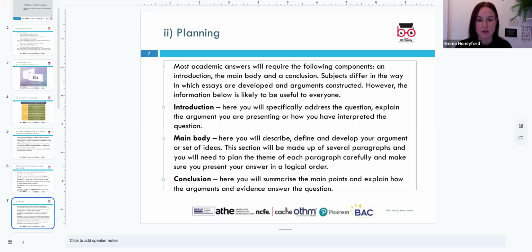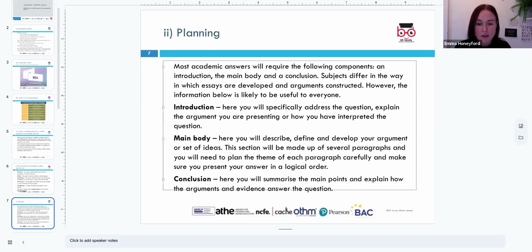The introduction, as I alluded to earlier, will specifically address the question and explain the argument that you're going to present. That will be quite brief. In the main body, you'll describe, define, and develop your argument. This section will be made up of several paragraphs, and you will need to plan the theme of each paragraph carefully and make sure you present your answer in a logical order. Within the plan, that will then lead to the question being answered in a logical way.